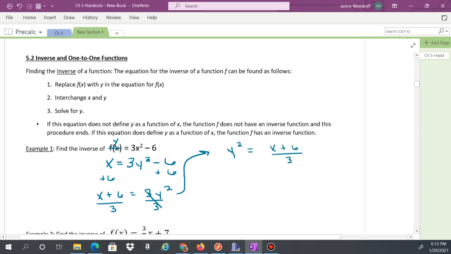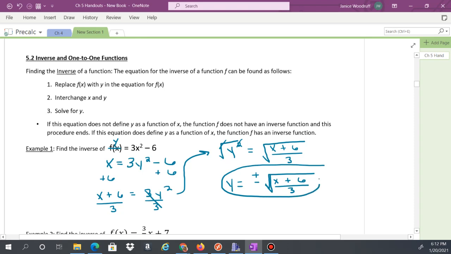And then I'm going to take the square root. Okay, and this is going to give me y equals plus or minus the square root of x plus 6 over 3. And the square root's over the whole thing. Okay, so I can tell just from looking at the equation of this function that the equation does not define y as a function of x.